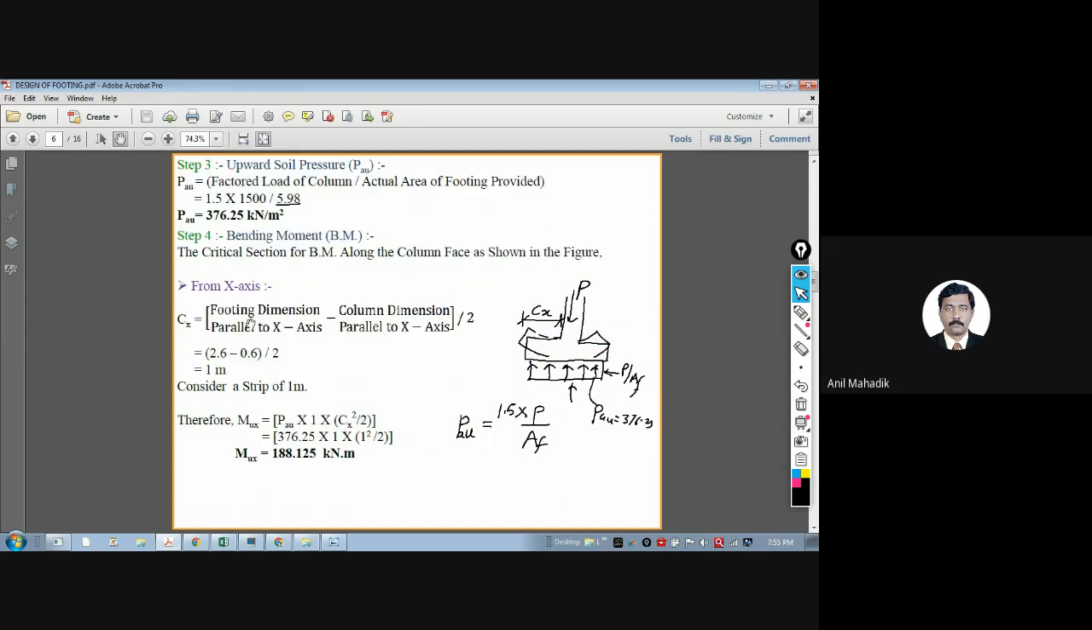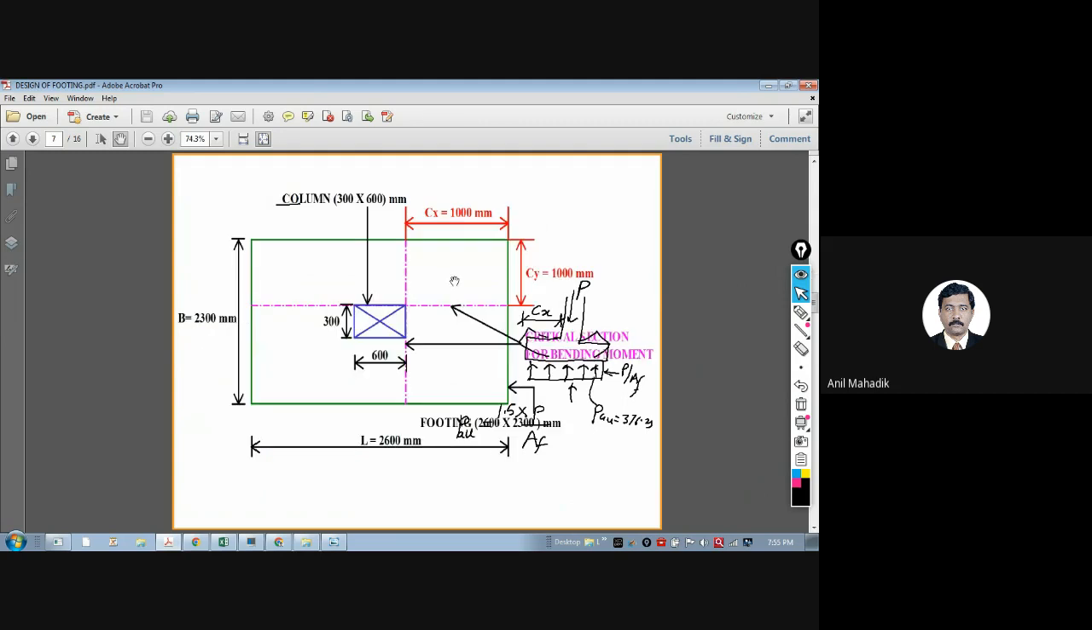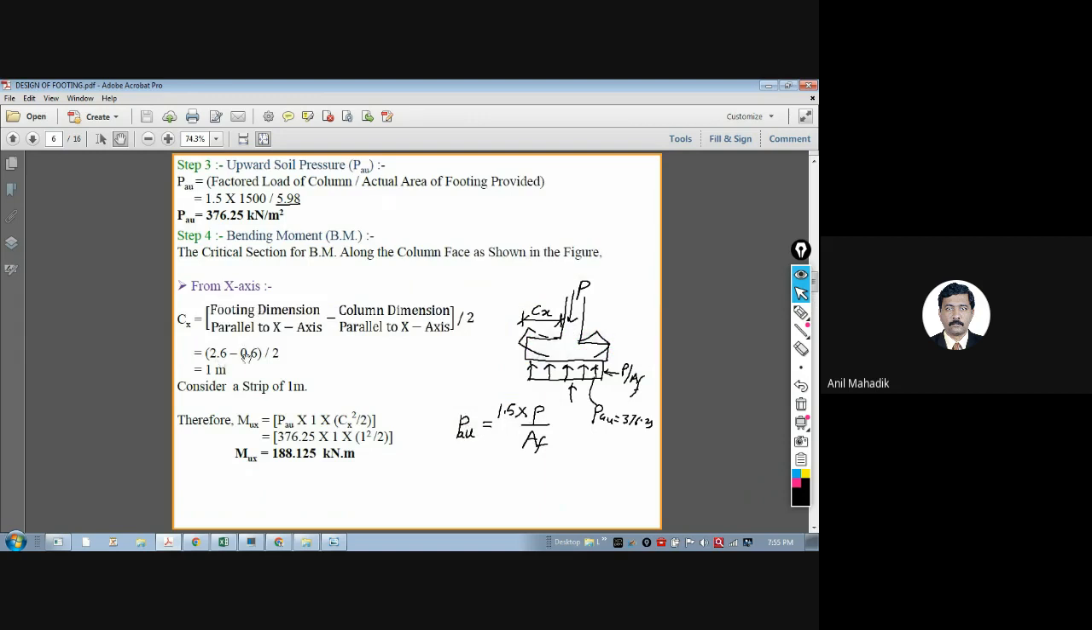Here we are calculating this CX. By observation, you subtract the column length from the footing length and divide by 2. So 2.6 minus 0.6, divided by 2, is your CX. This CX is required for calculation of the bending moment, which is PU into L square by 2, where L is this CX, the cantilever projection. So you get MUX as 188.125.